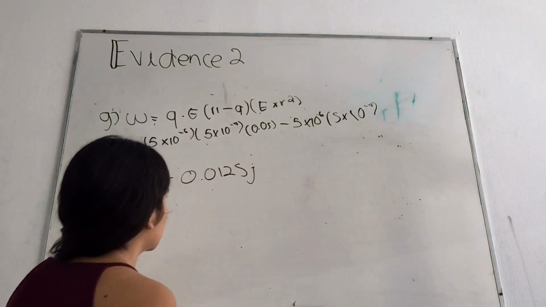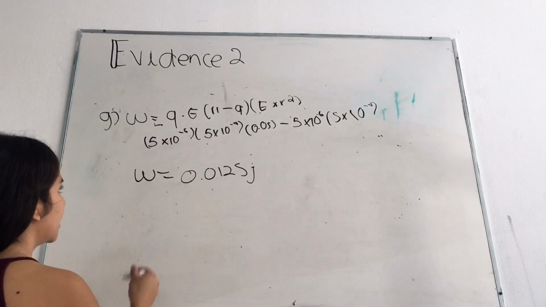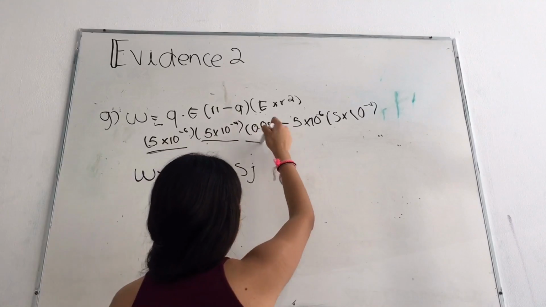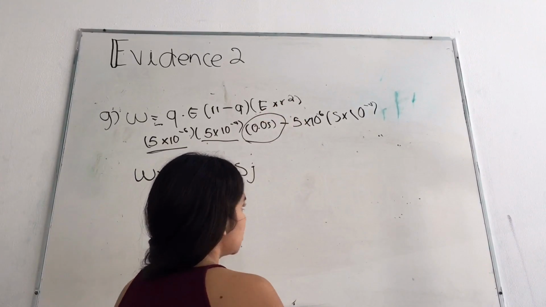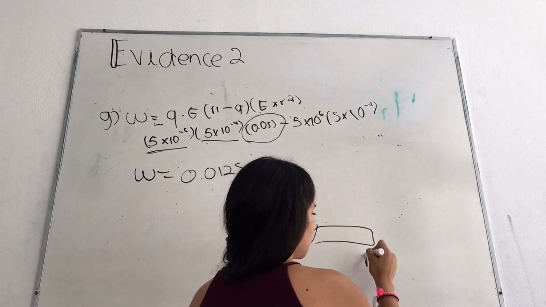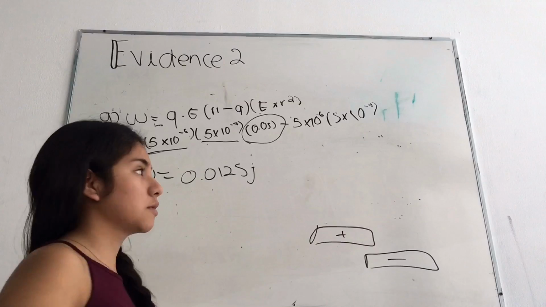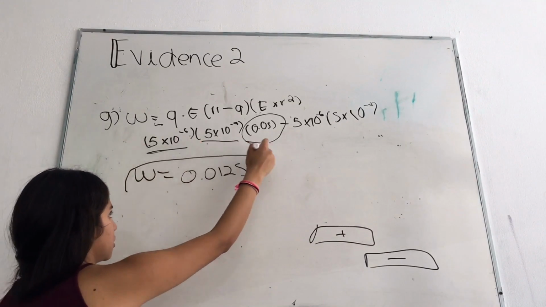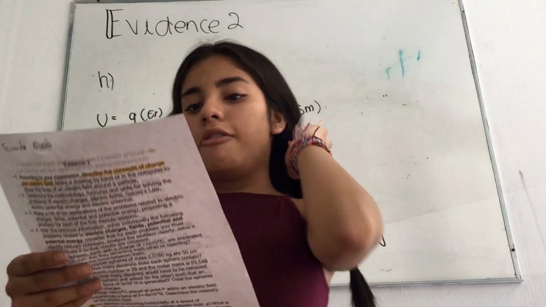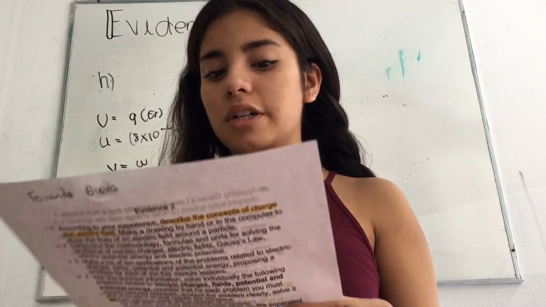Okay, so we're going to use this formula, and we're just going to multiply. That is this charge times this field times 0.05 minus the two charges of the plates. Remember that one is positive and one is negative. So we're going to add and then subtract. And this is our final result of work. Remember they are joules.